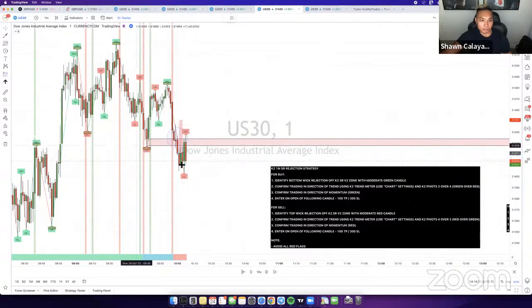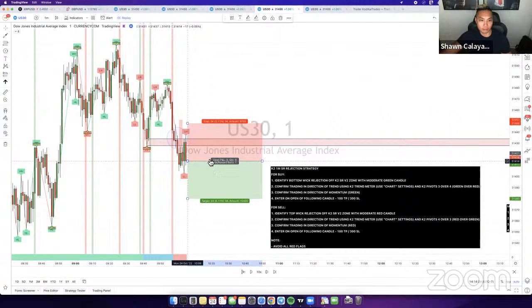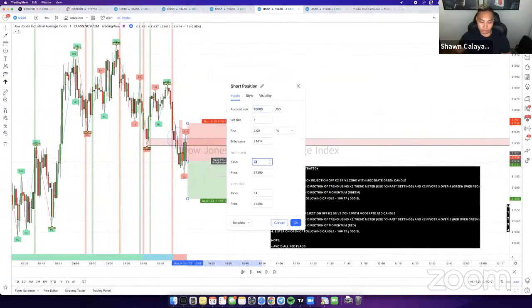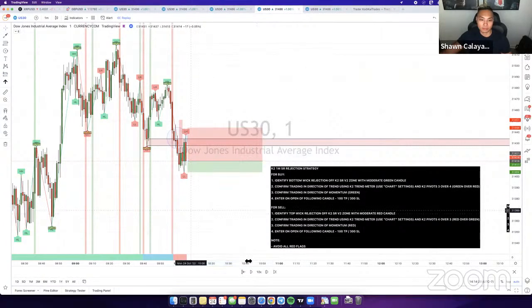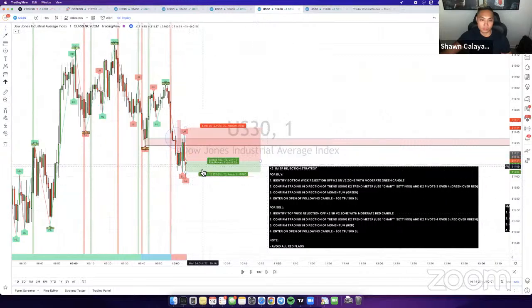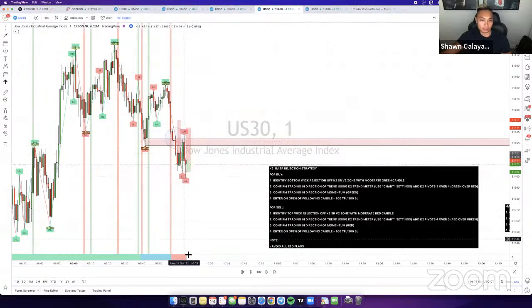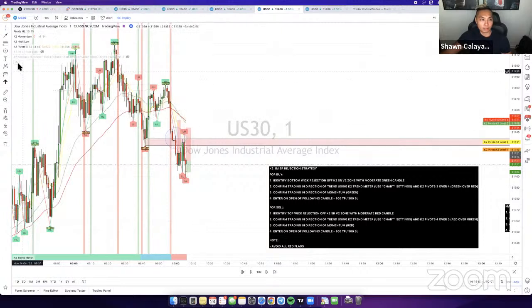And then it looks like there was possibly another one right here as well. So there's two back-to-back wins right there. So first entry right there, wick rejection off the structure, sell momentum, trend meter is red, everything fits the requirements. That's your first entry right there, full TP. And then the second one right here, same thing, wick rejection off the structure, moderate red candle, trend meter is red, prices below the pivots, red pivot over green, all requirements met, two back-to-back wins right there for the SR rejection.